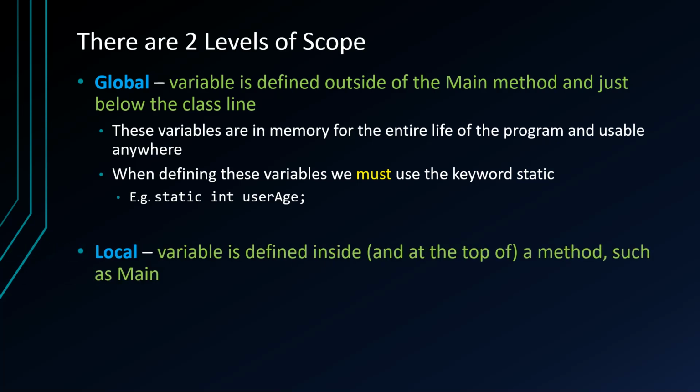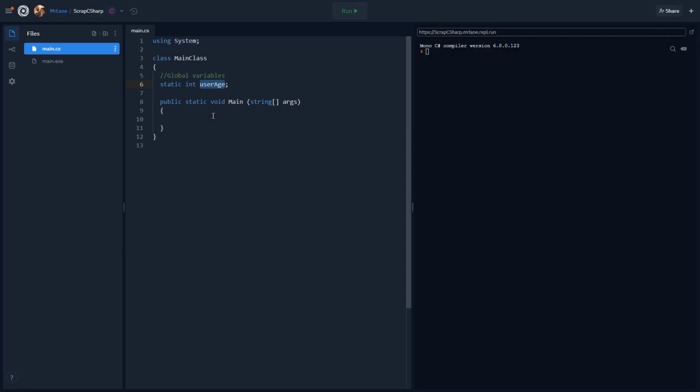This is just another mention of the static keyword, but that brings us into the local idea. A local variable is a variable that is defined inside and at the top of a method, such as main. So what do I mean by that? A local variable for the main method would be created right inside of here. So I might have string user age. This is a local variable that's defined inside of this main method.